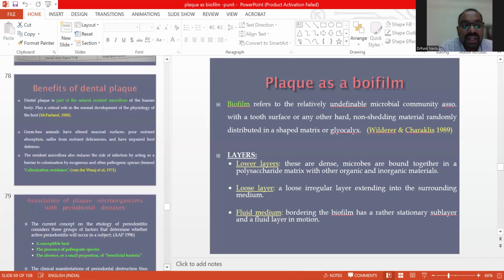The benefits of dental plaque: it is a part of the natural resident microflora of the human body, and it plays a critical role in the normal development of physiology of the host. Germ-free animals have altered mucosal surfaces, poor nutrient absorption, suffer from nutrient deficiencies, and have impaired host defenses. These resident microflora also reduce the risk of infection by acting as a barrier to colonization by exogenous and often pathogenic species, termed colonization resistance.